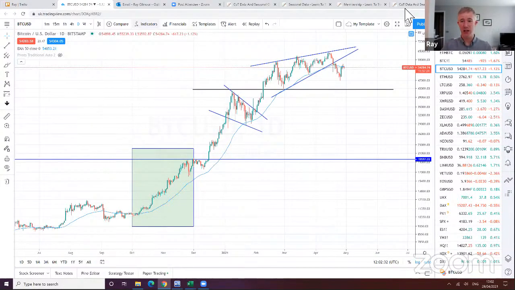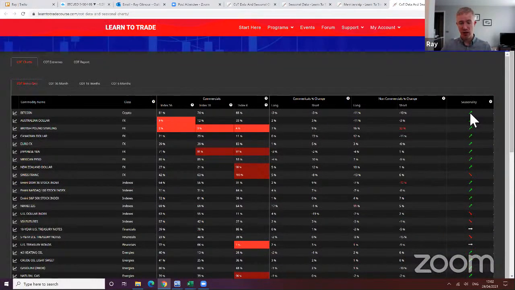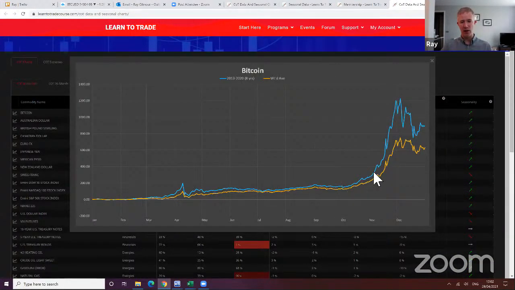So we only have 8 years of seasonal data, but there is a lot of repetition. If you go and actually look at the performance, there has been a lot of repetition over those 8 years, which is really, really interesting.